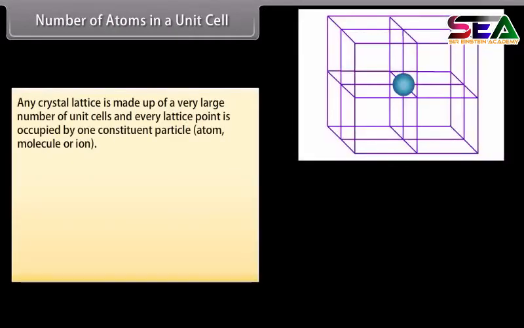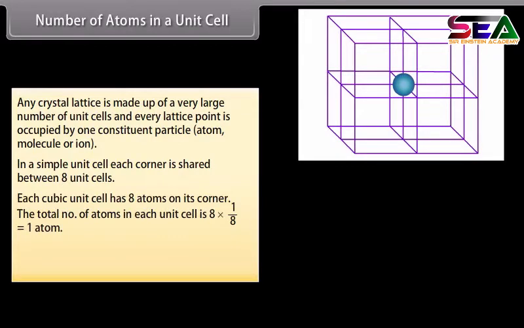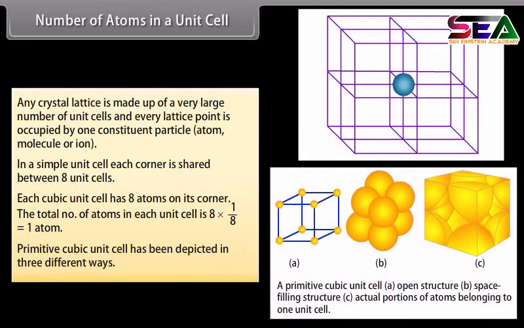Any crystal lattice is made up of a very large number of unit cells, and every lattice point is occupied by one constituent particle, atom, molecule, or ion. In a simple unit cell, each corner is shared between 8 unit cells. Each cubic unit cell has 8 atoms on its corner. The total number of atoms in each unit cell is 8 × 1/8, which is equal to 1 atom. Primitive cubic unit cell has been depicted in 3 different ways.